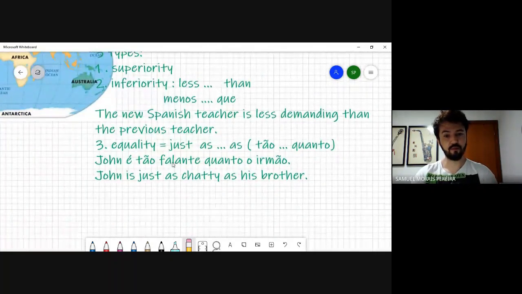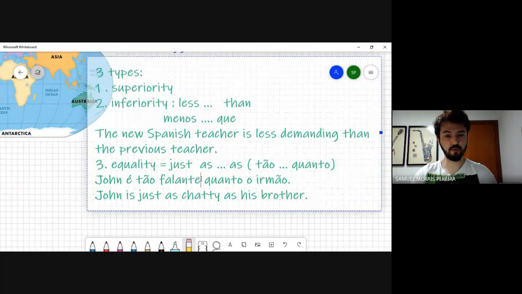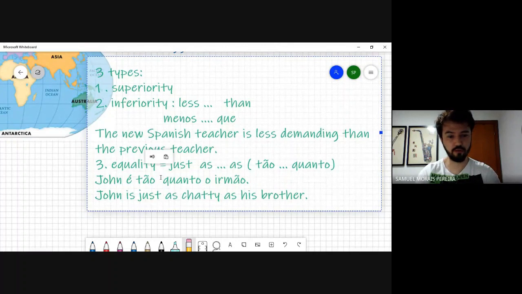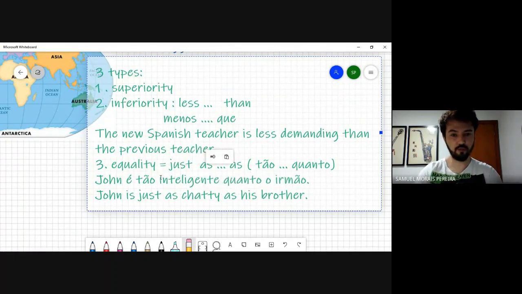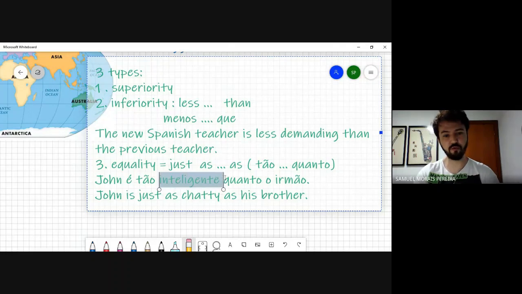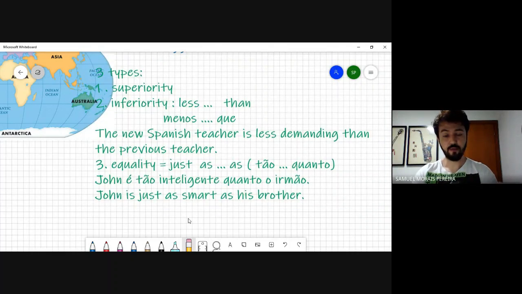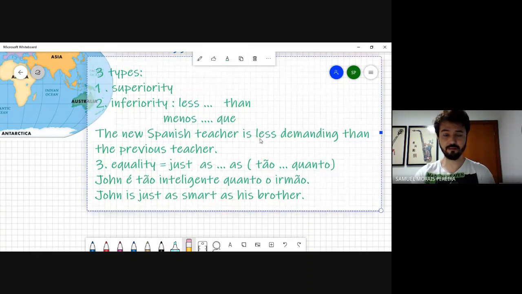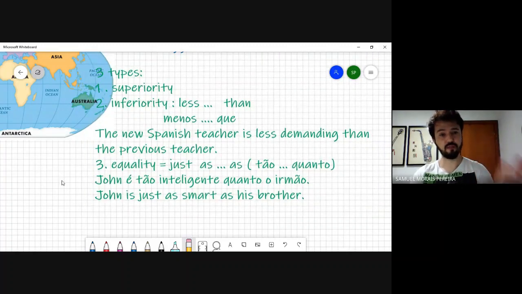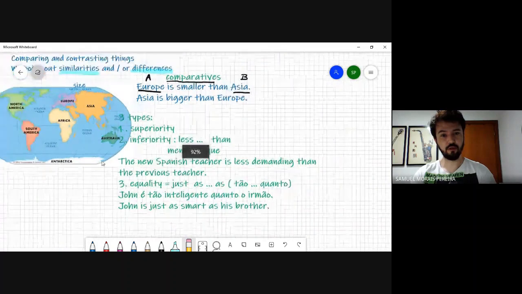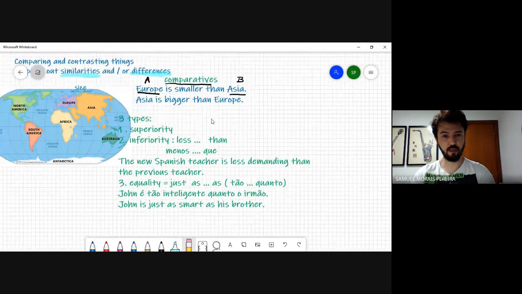Eu poderia falar, por exemplo, assim, olha, I could change the adjective here. I could say, John é tão inteligente quanto o irmão. Tá vendo? O nível de inteligência dos dois é muito próximo, é quase igual. So I say, John is just as smart or just as intelligent as his brother. Okay? Guys, pay attention. Essa não é a matéria de vocês. Okay? I am talking about this because I am trying to remind you of the structure. So this is the structure we call comparative, okay? Comparative.